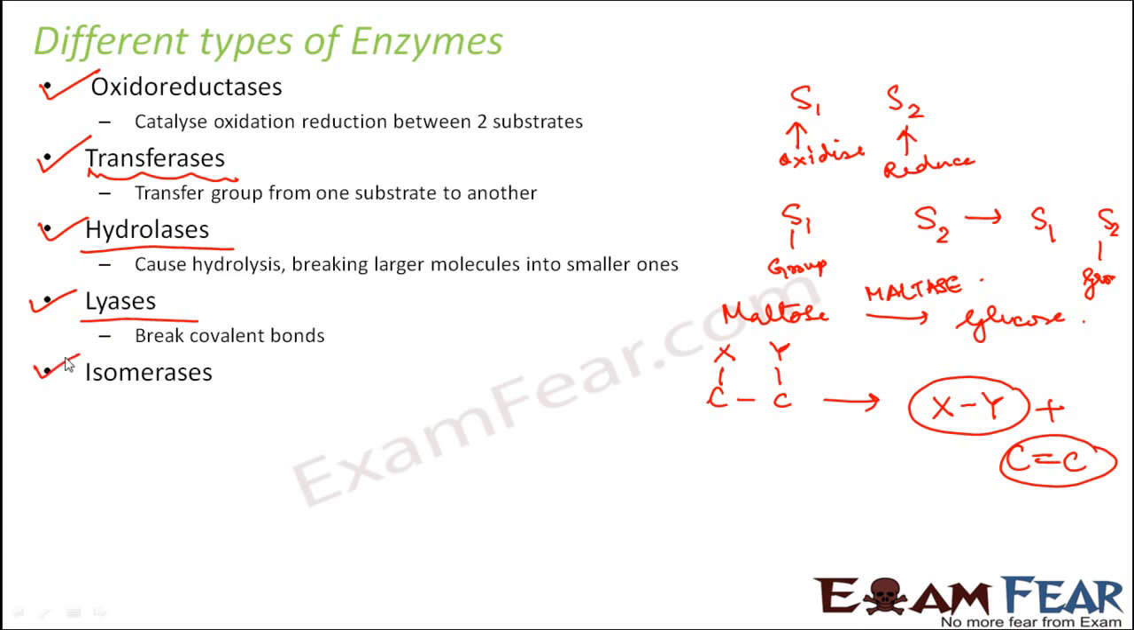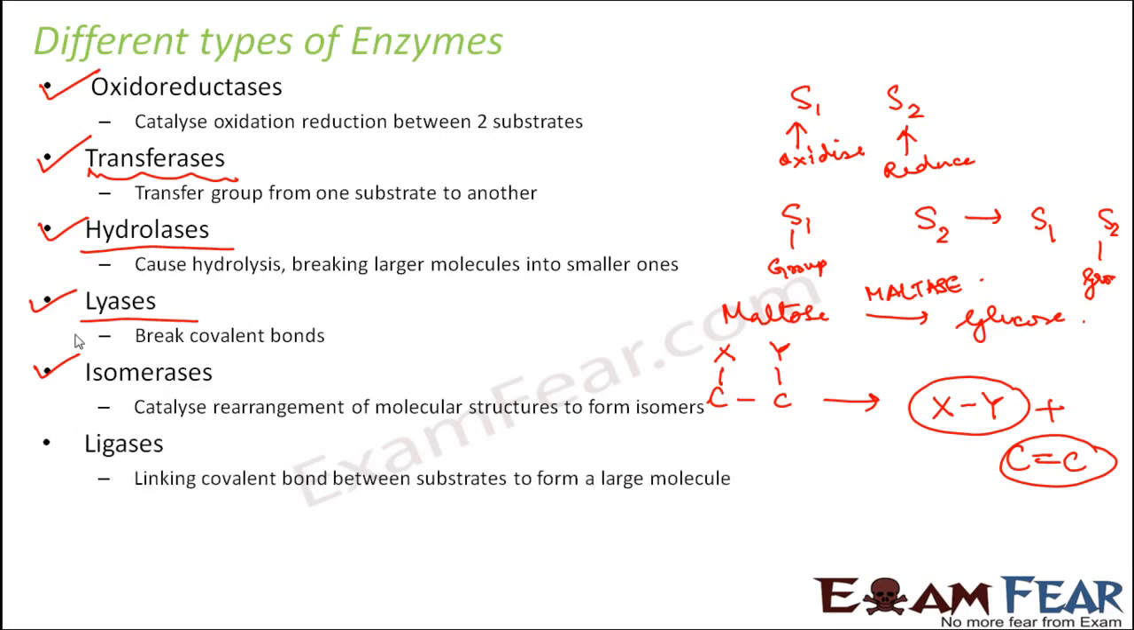Isomerases. They are named after isomers because they catalyze rearrangement of molecular structures to form isomers. There are so many structures whose formula remains the same, but the way they are arranged is different. So these enzymes help in rearrangement of structures to form isomers. Ligases link covalent bonds between substrates to form a larger molecule. So they do just the opposite of lyases. Lyases break covalent bonds and ligases join, or link, the covalent bonds. So they are just the reverse of each other.